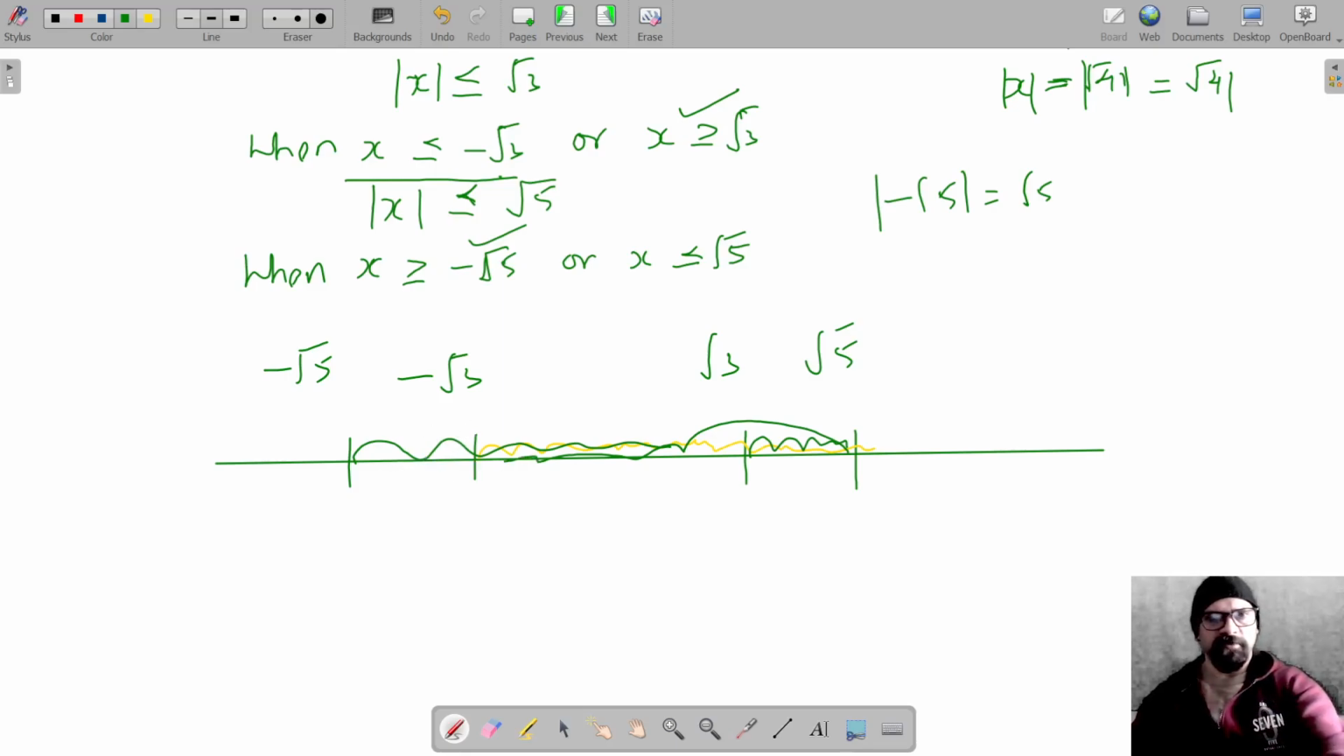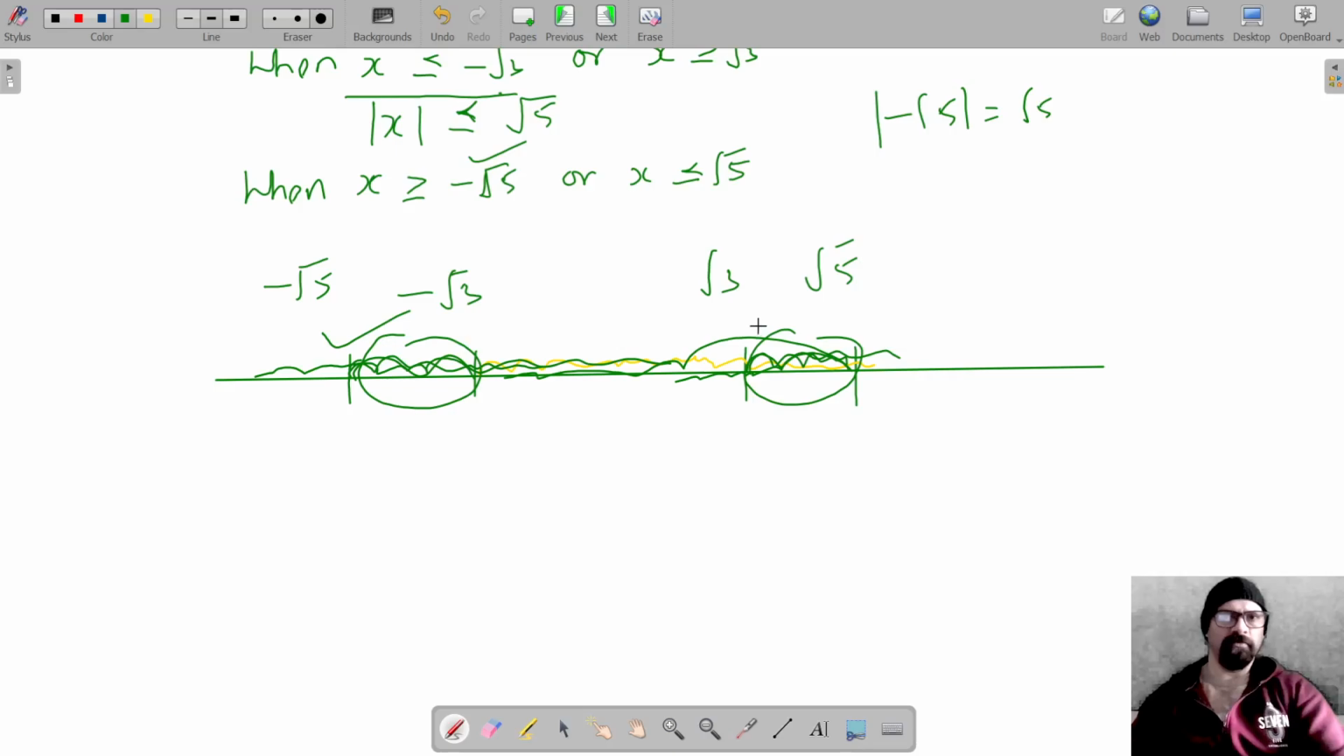So if we check, we have the common region, and we got the common region as this one. For less than or equal to negative root 3, this is the region. X greater than or equal to root 3, this is the region. And x greater than or equal to negative root 5 is this region, and x less than or equal to root 5 is this region. And we are getting the common region as this. So the domain is the union of these two regions.